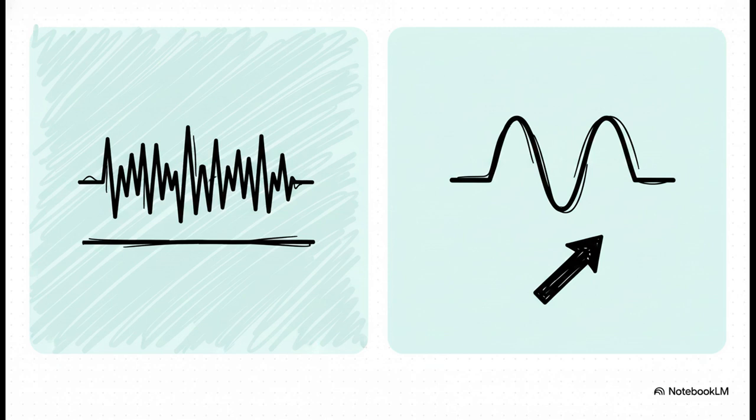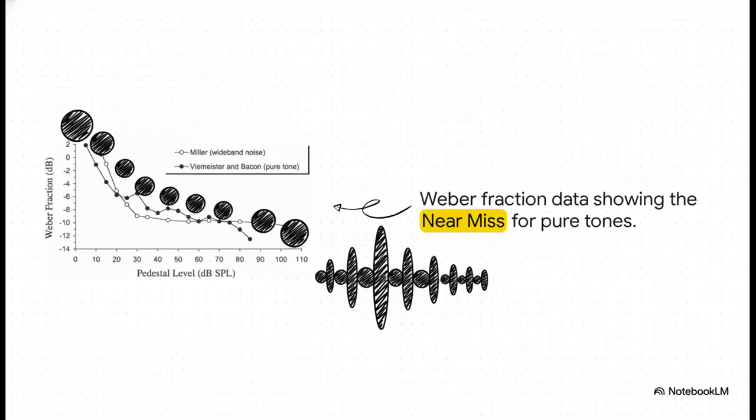Basically, instead of staying constant, our ability to tell pure tone intensities apart actually gets better as the sound gets louder. When you look at the actual data for pure tones, you see this distinct downward slope. That's the near miss in action. It shows our discrimination performance improving as the pedestal level cranks up, going all the way up to 100 decibels. And listeners can easily keep telling intensity differences apart, even up to 120 decibels.